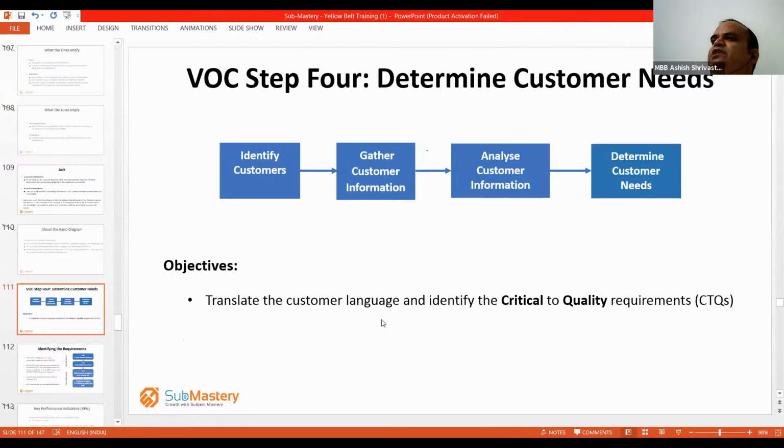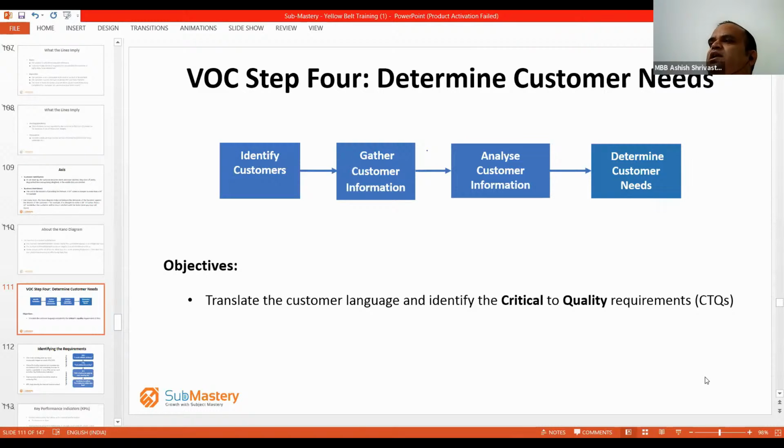Now, the fourth step is to determine customer needs. Definitely, when you have the voice of customer, you need to convert it into critical to quality. What does critical to quality mean? These are the most specific, important requirements of your customer. You need to fulfill these requirements. These are mandatory to fulfill.